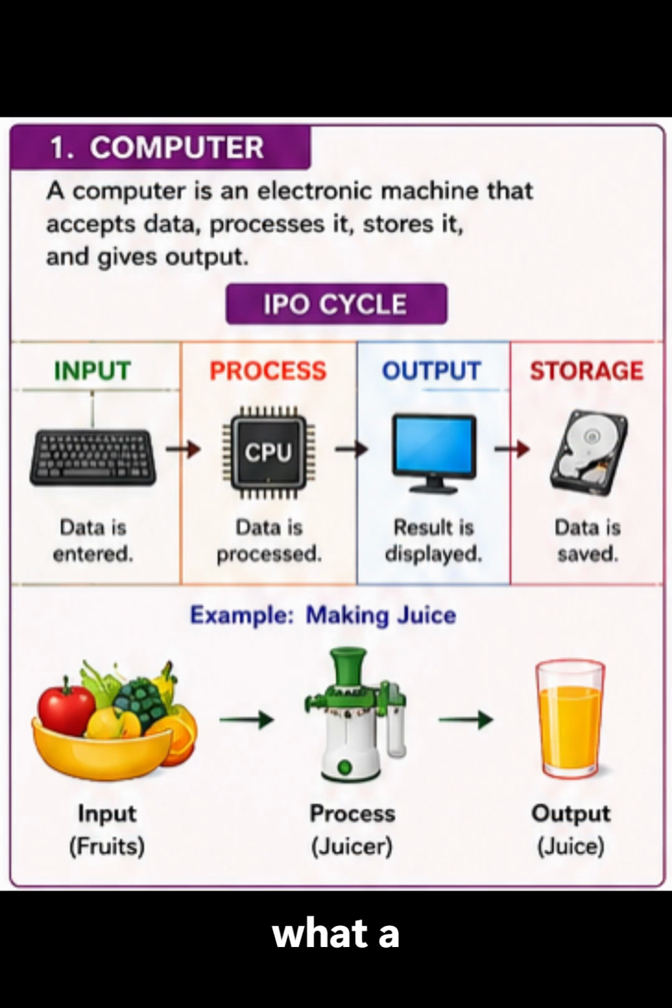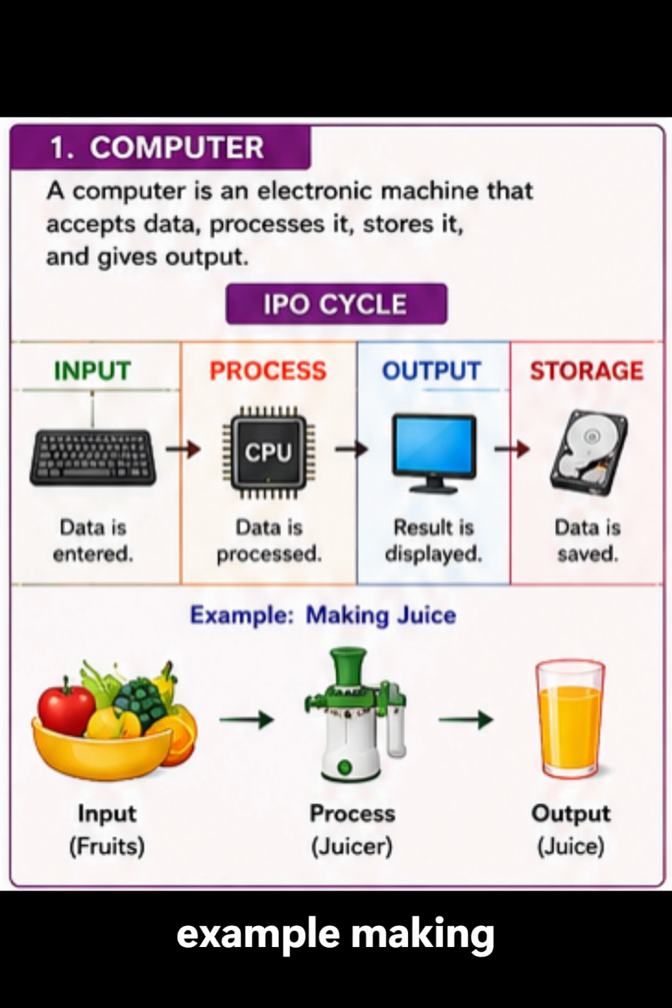First, let's understand what a computer is. A computer is an electronic machine that accepts data, processes it, stores it, and gives us output. This entire journey is called the IPO cycle, which stands for input, process, and output.